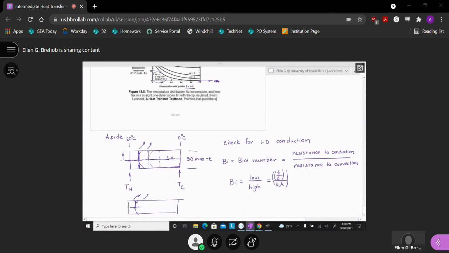That should look like the conduction resistance that we have talked about in chapter 3. And then my resistance to convection. Now I'm looking at how I pull heat out of that surface, and the resistance to convection looks like 1 over HA. And these both have the same surface areas. So if I rearrange this, it looks like HT over 2K. And I want this to be a small number. And the rule of thumb is that you want it to be less than 0.1.